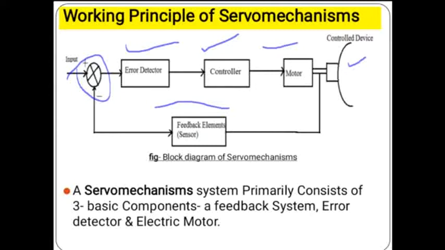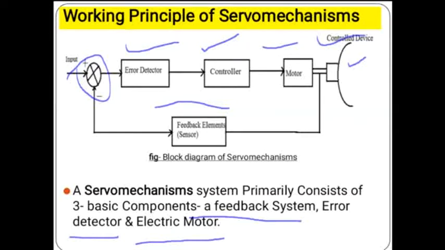So how does it work? First, the servo mechanism system primarily consists of three basic components. One is a feedback system, second is the error detector, and third is an electric motor. So according to that, if you would like to rotate this object by 180 degrees, then how does it work?